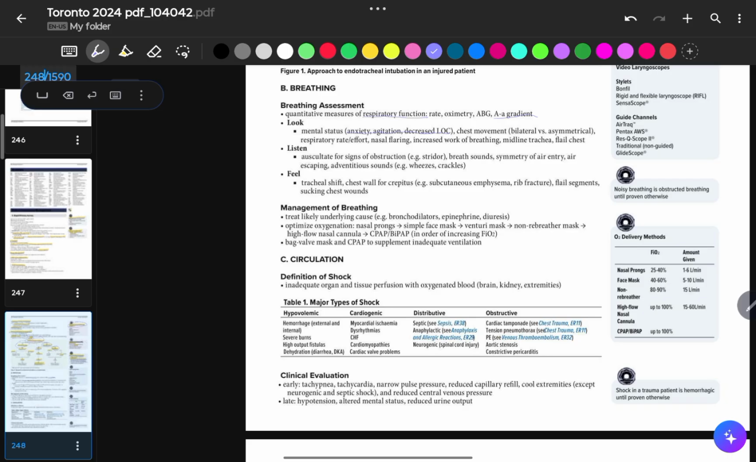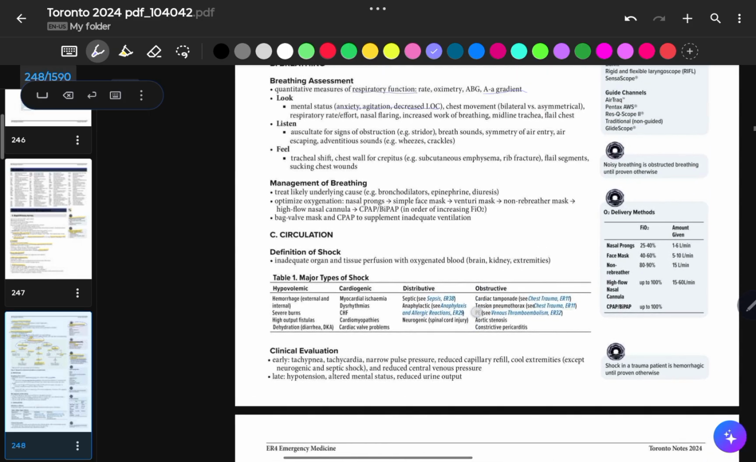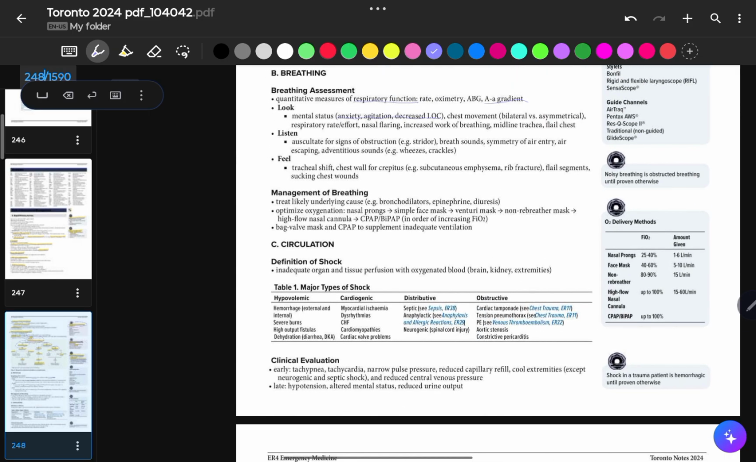Then you want to feel. You want to check for tracheal shift, and the chest wall for crepitus, which can indicate subcutaneous emphysema, or can also indicate rib fracture. You want to see, is there any sucking chest wound? All right, that could indicate your flail chest segments. So remember, noisy breathing is obstructed breathing until proven otherwise. So for management of breathing, you want to treat the likely underlying cause. For example, giving bronchodilators, epinephrine, diuretics.